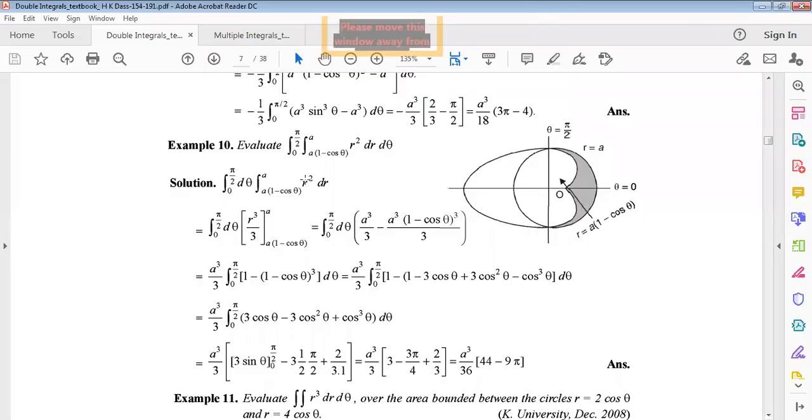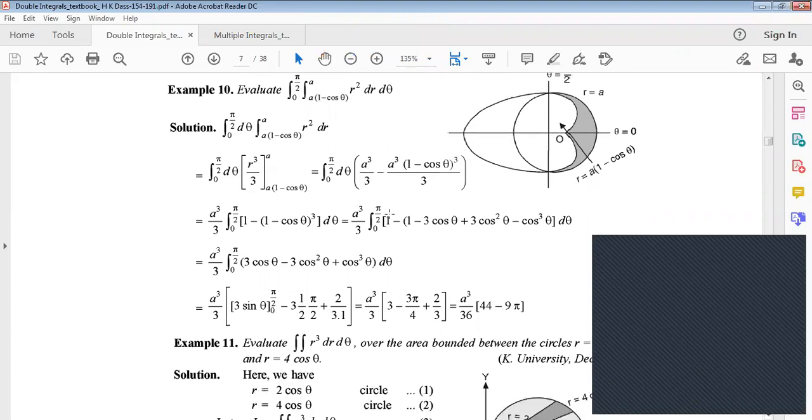Example: 0 to pi by 2 limit, and r from a to a into 1 minus cos theta, r square dr d theta. So 0 to pi by 2 d theta, a to a into 1 minus cos theta, r square. This integration with respect to r gives r cube by 3, just putting the limits we get this one. Now 1 by 3 common, a cube by 3 common. This is why we take a cube by 3 before the integration, 0 to pi by 2, 1 minus cos theta whole cube d theta.